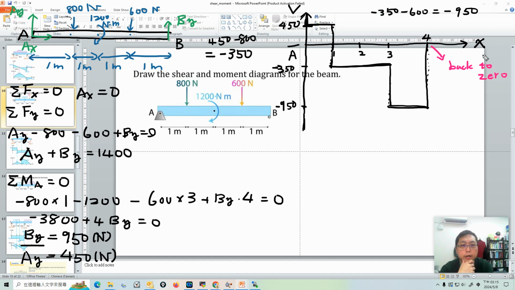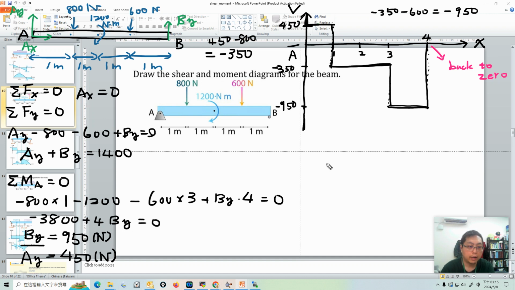No matter whether it's a shear diagram or a moment diagram, you must be back to zero. That means your system is in rigid body equilibrium. Here the value is minus 950, but we have a reaction force of plus 950 Newton, so you are back to zero. That's very important. So that's the shear diagram.